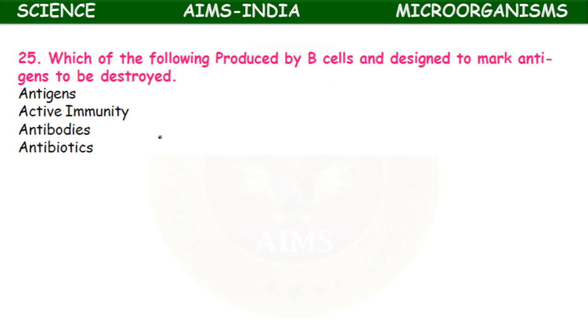So, what are they? Antigens, reactive immunity, antibodies, or antibiotics. It is antibodies, the proteins which are produced against the antigens. B cells play a very important role in producing the antibodies and playing a vital role in the immunity.